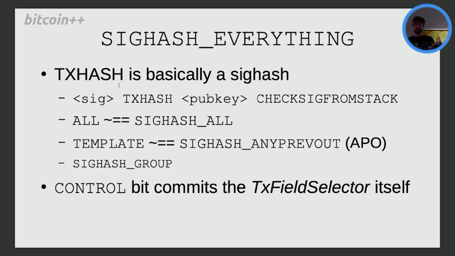So it's very important when you do SIG hashes that you commit also to what you have committed, so that people cannot swap things around, like you committed to the first input, but then actually you use it as an output, right? So the control bit that we saw before, you use a control bit to specify, I also want to commit to the field selector itself.